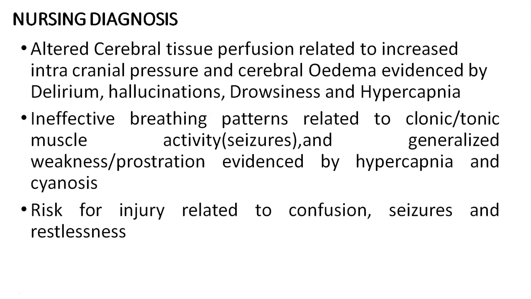Then ineffective breathing patterns, these will be related to seizures. Okay, you know that when a patient convulses, oftentimes their airway will be compromised. And so patient will have ineffective breathing pattern related to seizures and generalized weakness or prostration. This ineffective breathing pattern may be evidenced by hypercapnia and cyanosis. Okay, risk for injury related to confusion, seizures, and restlessness.